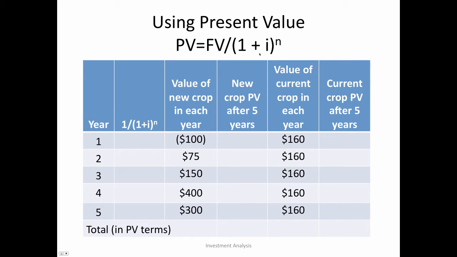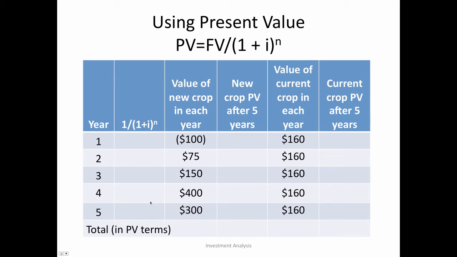Now up here I've got the present value equation, right? So the present value is simply the future value divided by 1 plus i raised to the power n, where again i is the interest rate and n is the number of observations. In this particular example, I'm still going to need to calculate a discount factor.